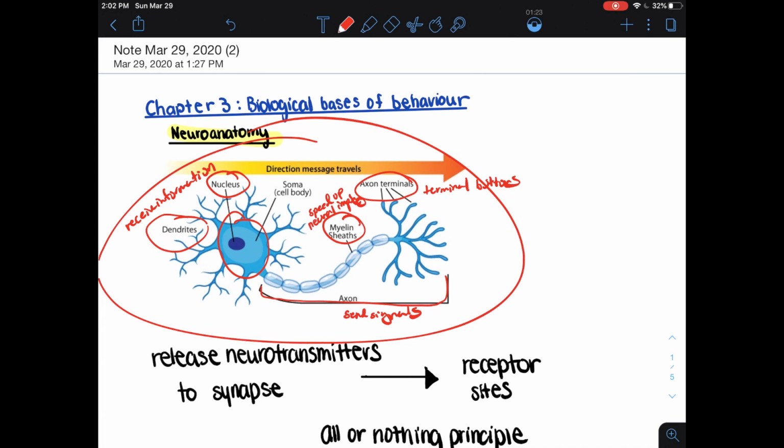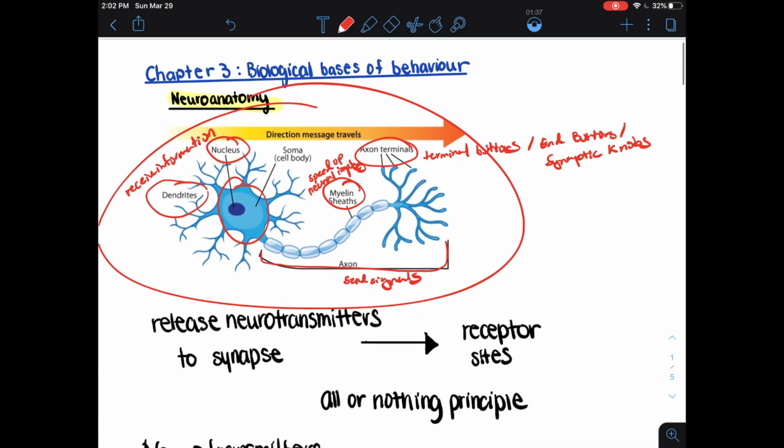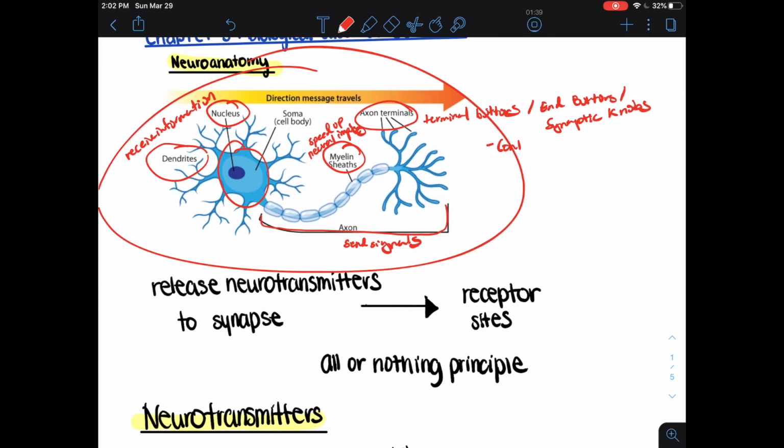And then we come back to the terminal buttons, which could also be called axon terminals or end buttons or synaptic knobs. They all have a lot of names. And they're the branched ends of the neurons that contain your neurotransmitters, which are the chemicals that we use to send neural signals across neurons.